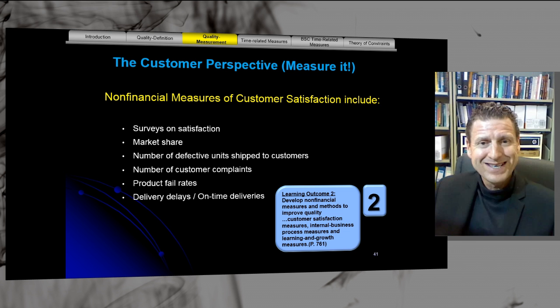You don't want B2C defective units, right? A number of customer complaints. Obviously, this is going to happen more with B2C because you're serving a greater number of customers. Product fail rates, delivery delays, on-time deliveries. Again, some measures relate to quality: what is the percentage of good quality out of the total units shipped? And on-time deliveries have to do with on-time performance. One is quality performance, one is on-time performance.